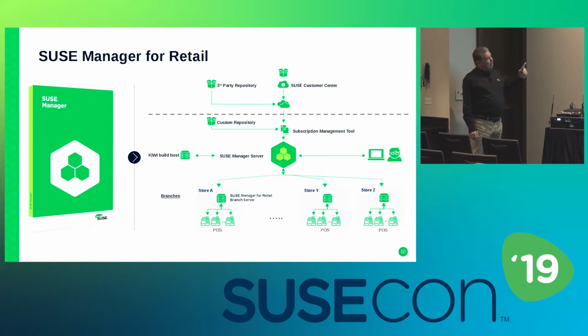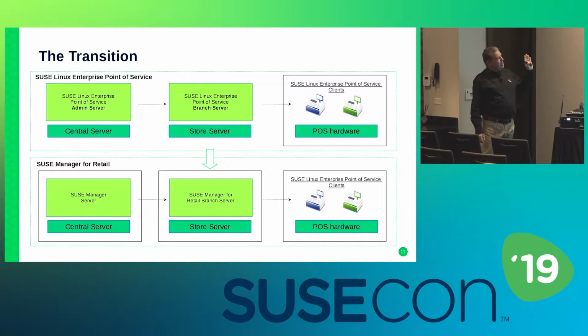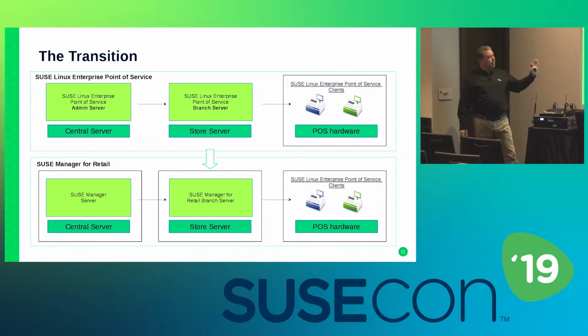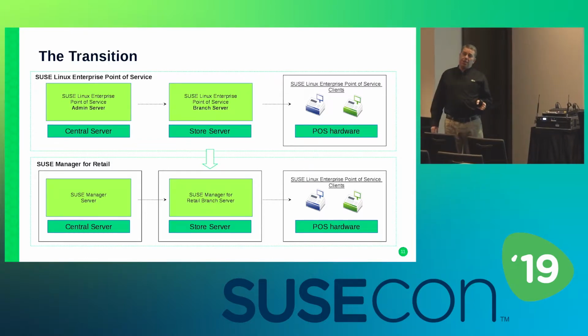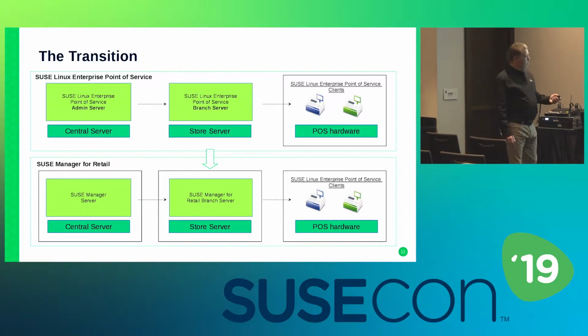All right? So that was the high-level overview of what SUSE Manager looks like. So here is another way to relate the existing point of service devices that we had to the new setup. You can see it's still a three-tier setup. Nothing really changes much on that side. It's just how we do it. So we take the admin server, which was your central server. That gets replaced by our SUSE Manager server. We take our branch server, which we call the SUSE Linux Enterprise Point of Service branch server, and we replace it with the SUSE Manager Retail branch server. And the point of service devices stay the same. Okay, so there's not much from that perspective.